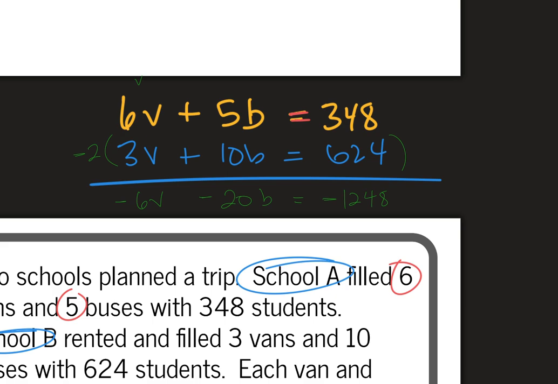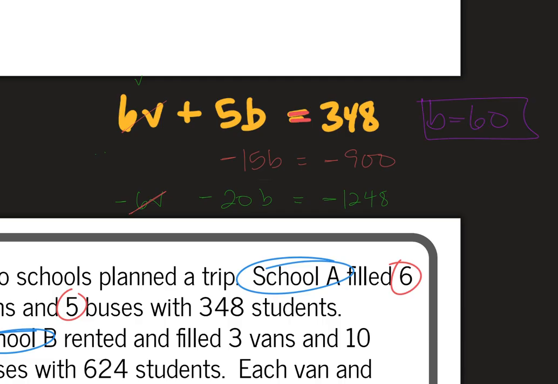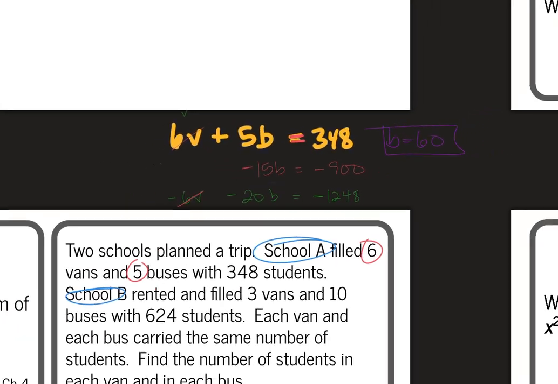And if you're like, I can't believe it, that's so much, just relax. In fact, here's what I'm going to do. I'm going to erase this and just add all that together. Okay, here we go. Erasing, done. So 6v and negative 6v is gone. 5b and negative 20b is negative 15b. 348 minus 1248, negative 900. Divide both sides by negative 15 and you get b equals 60. So it sounds like there are 60 kids on a bus.